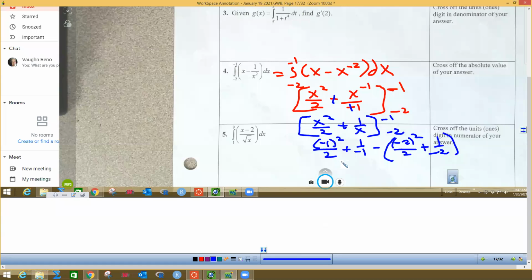When you simplify this, this is 1/2 minus 1 minus 4/2 minus 1/2. So I distribute this negative: this becomes plus, that becomes minus, that becomes plus. So that negative half and this half cancel out. I got negative, that'd be what, -3/2. So that would be the answer on that.